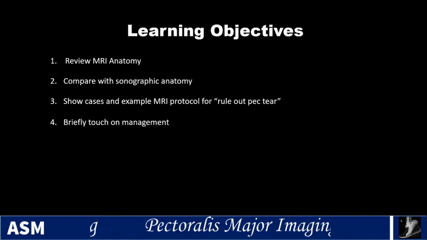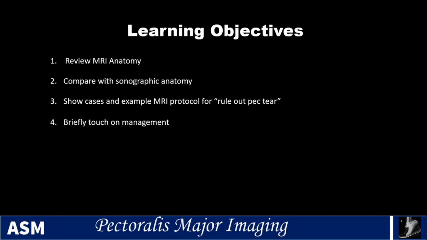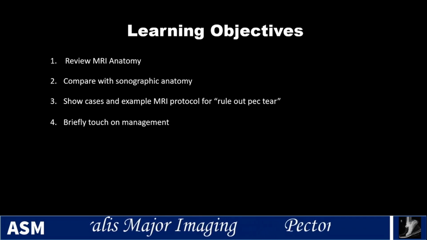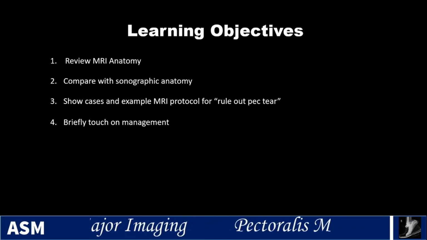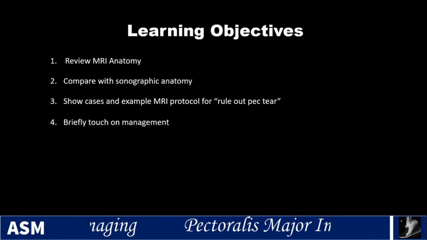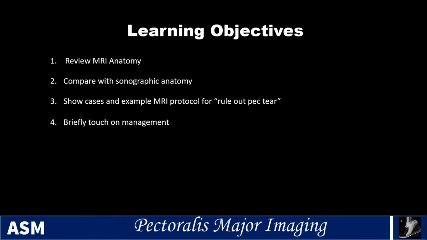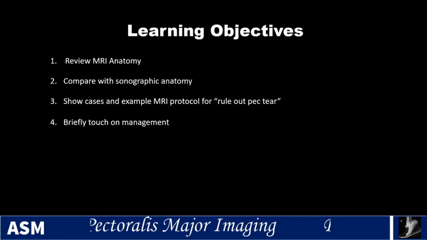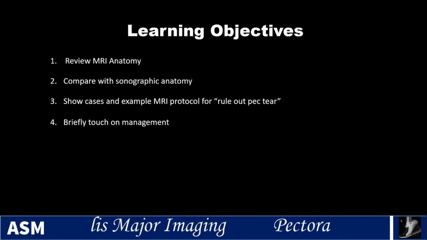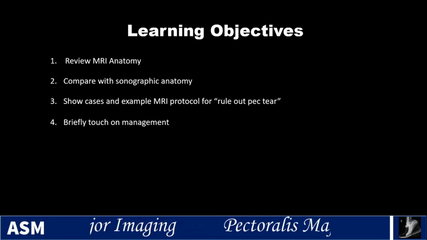So there'll be 4 learning objectives today. The first is to review the MRI anatomy of the pectoralis major. The second is to compare that with the sonographic anatomy. The third will be to show cases of injuries and then example MRI protocols for rule out pec tears and really emphasize how the field of view is important. And then I'll briefly touch on management.